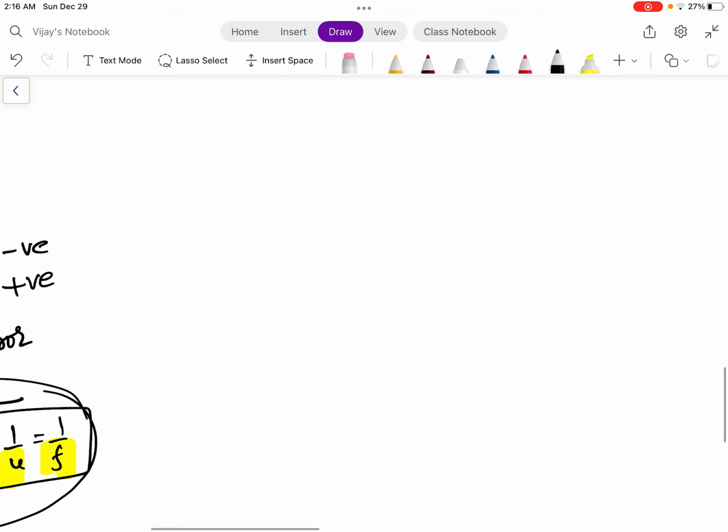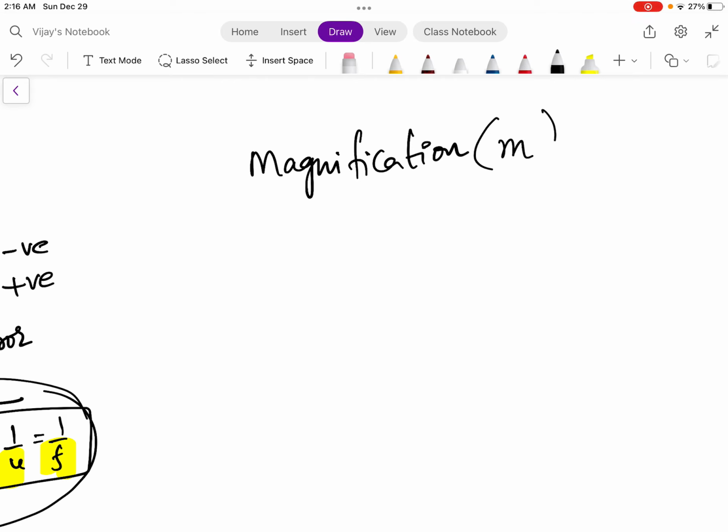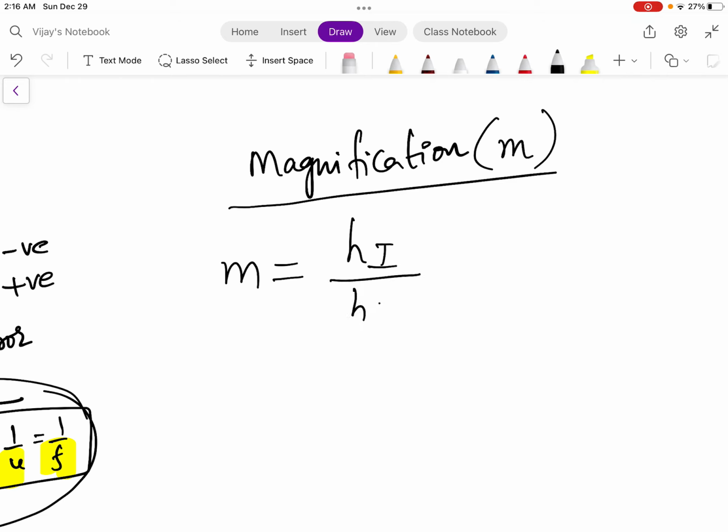Now let me introduce one last concept in this particular chapter, which is magnification. I'm talking about magnification in terms of spherical mirrors. Magnification is denoted by the symbol small m. What is magnification? Very simple. Height of image, hi, by height of object. Magnification is height of image by height of object.